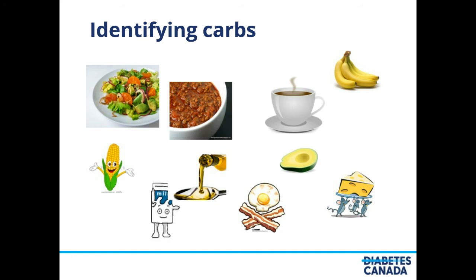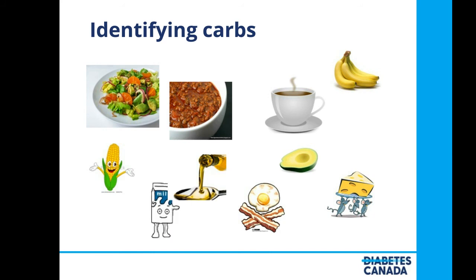Bacon and eggs will be no carb as long as you're not using ketchup. Avocado will actually be no carb. I have a lot of people ask about avocado, so very healthy, but a good source of energy. It is higher in fat. And then we've got a block of cheese. So cheese will not affect blood sugars either. Okay, let's move on to our next slide.